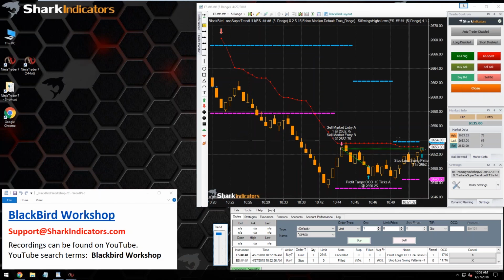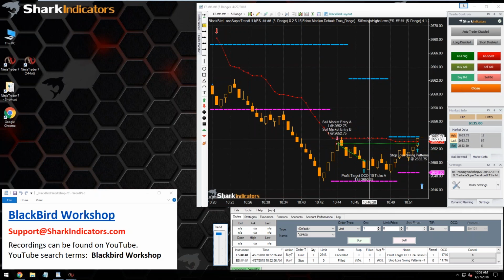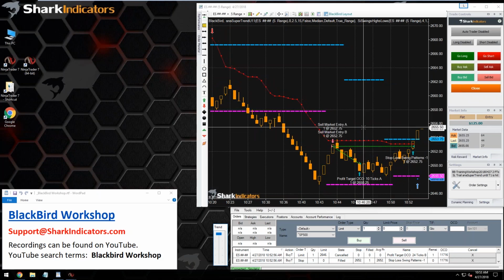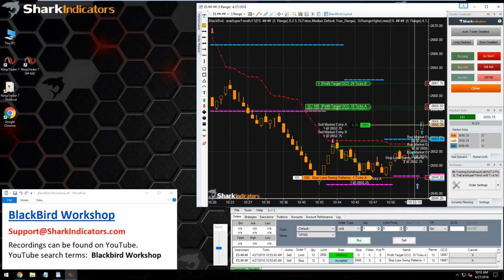So it's going to move the market up and get the anaSuperTrend to switch in our direction. Just keep in mind, since we're using the anaSuperTrend for trailing, you can only take trades in the direction of the anaSuperTrend. Otherwise, your stop losses will close out your trade too soon. All right, long trade. There we go.